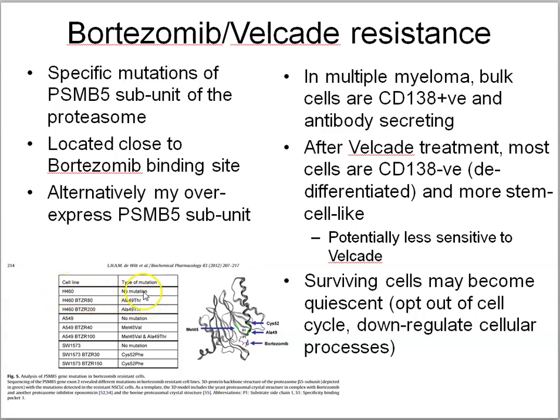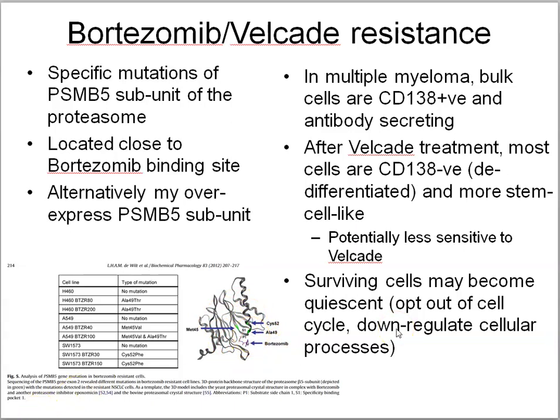So there's a parent cell line with no mutation, generate a Velcade resistant cell line, and we start to pick up mutations that cause amino acid changes around this region, amino acid 45 to 52. So that's the key region, and that's in a very close proximity to where bortezomib or Velcade binds.